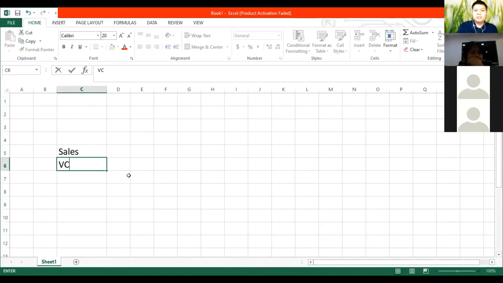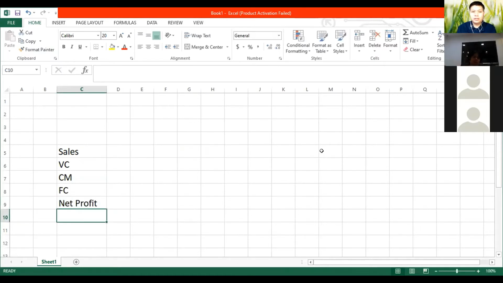You have that sales, you have the variable cost, you have the contribution margin. You have your fixed costs. And then you have your net profit or net loss. Okay.